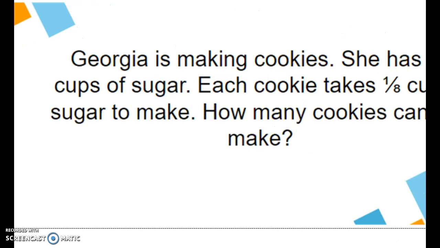All right, moving on to number 5. It says Georgia's making cookies. She has 2/5 cups of sugar, so I'm going to write that. And then each cookie takes 1/8 cup of sugar. That's a division problem because you have a large amount of something, and you're trying to put it into its smallest parts. That's division. So I'm going to keep, change, flip. So I'm going to rewrite over here.